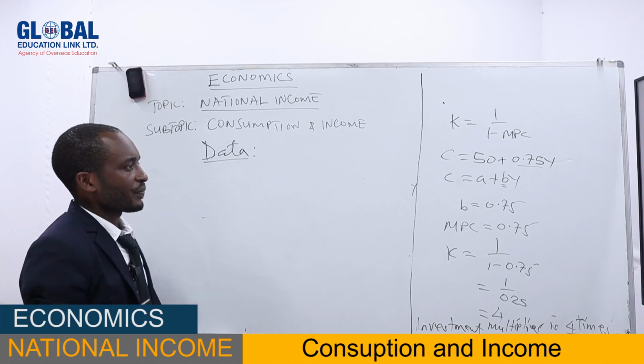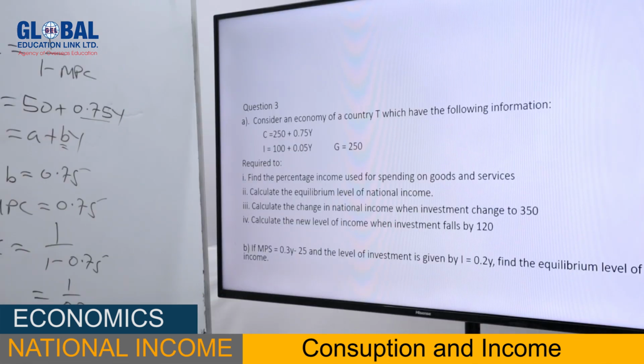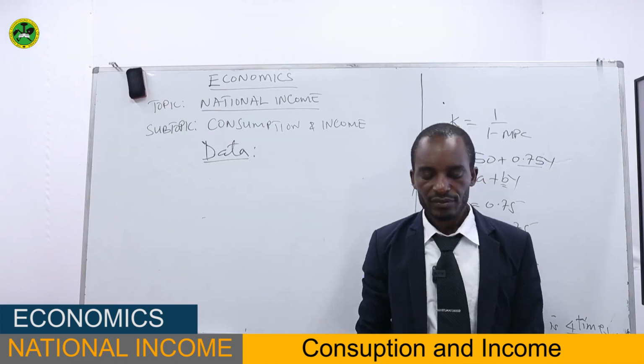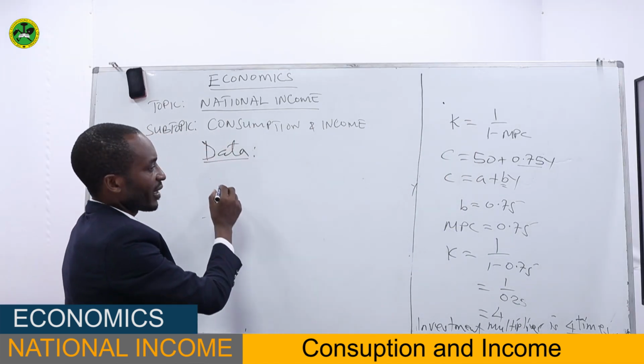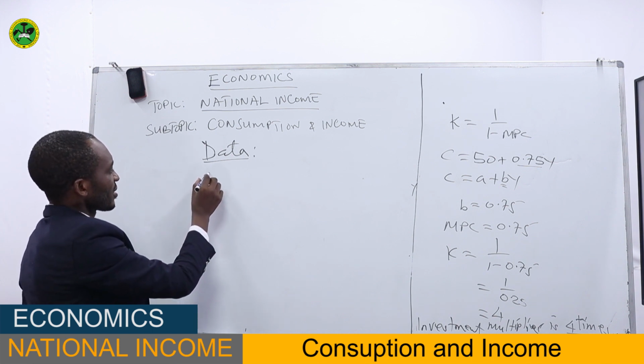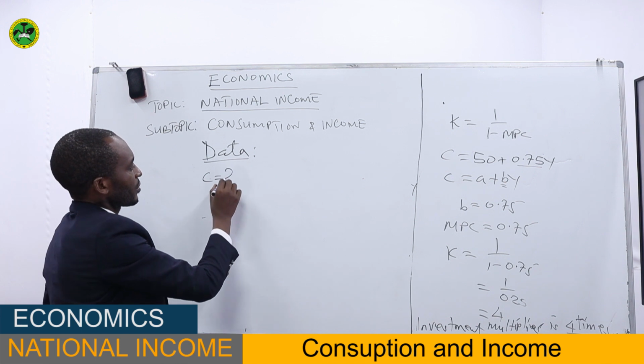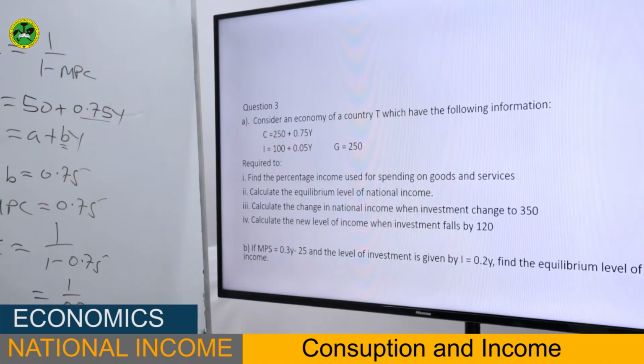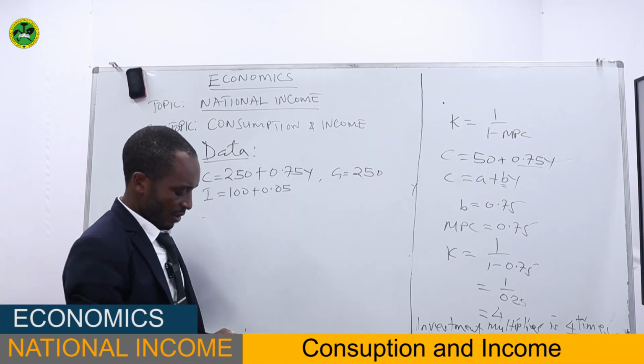Let us consider the following economy. Consider an economy of country T which has the following information. You are given C, I, and G. Question number 3: C equals 250 plus 0.75Y, and I equals 100 plus 0.05Y. Also, we are given G, which is 250.